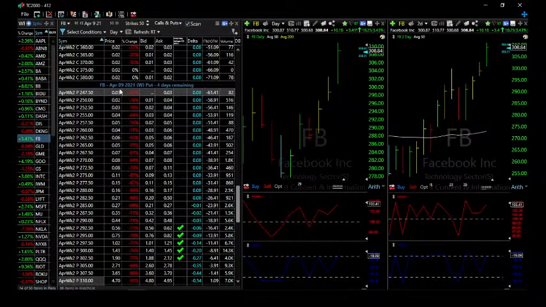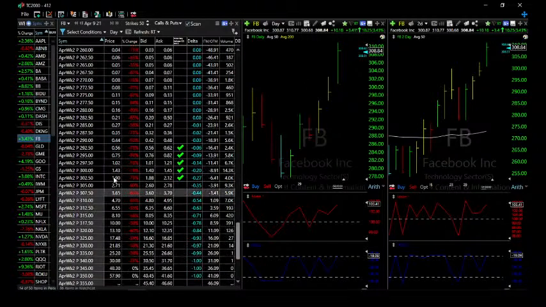And puts mean that you're betting for the stock to go down. So if it's at 308, the 300 contract, if you wanted to bet that Facebook was going to go back to $300, this is the strike. This is the price. It costs you $143 to make that bet.